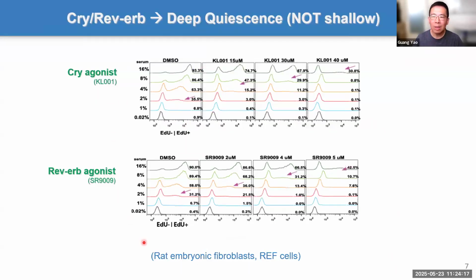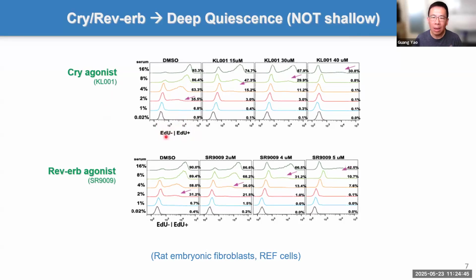Actually, in both cases, we saw cells going deeper into quiescence. That's true for Cry and for RevERB. Let me walk you through this if you're not familiar with this type of data. This is flow cytometry. Each curve is a histogram of roughly 10,000 cells, and you can see a clear bimodal distribution. Here we use EdU, but if we use the E2F reporter, we see the same profile.